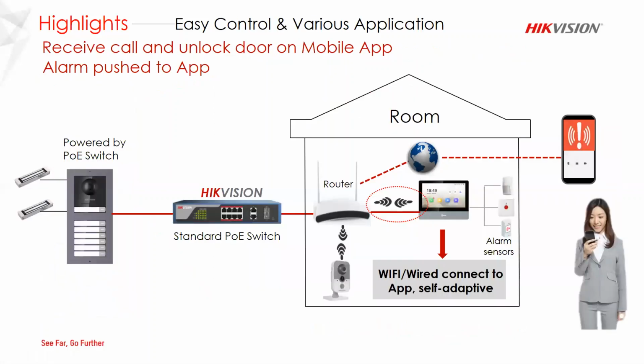And so the whole system is very easy to control. In this case, you can see our app is still supported in our second generation video intercom. So you can receive the call on your app, you can remotely open the door from the app, and if in any case there's an alarm happening, those kinds of alarms can all be pushed to the app as well, so we can react immediately.